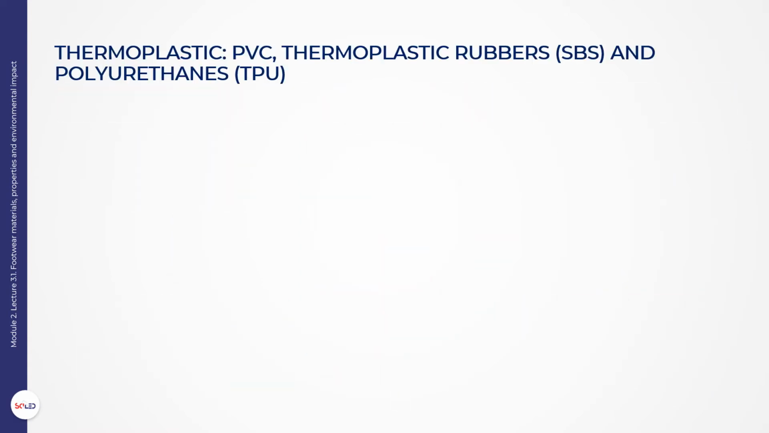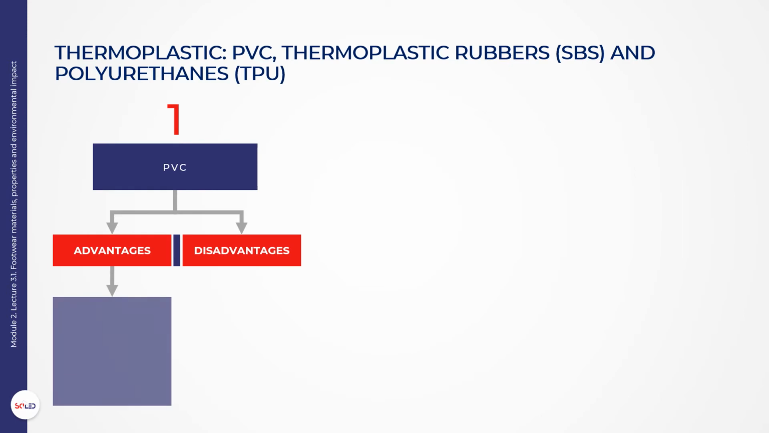Thermoplastic: PVC, thermoplastic rubbers, SBS, and polyurethanes, TPU. PVC became popular as a sole material due to its low cost, ease of processing by slush and injection molding, and the ability to manufacture multicolored soles.